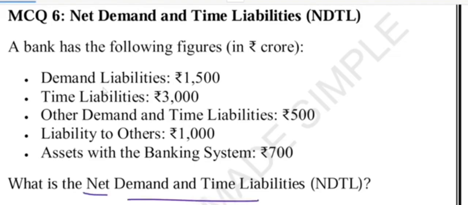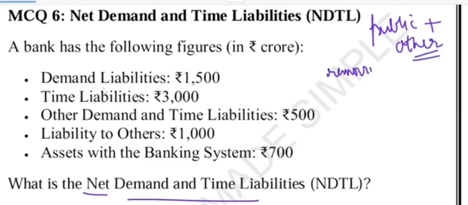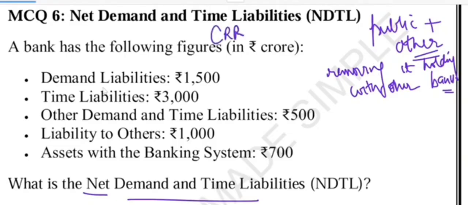Basically, it tells us how much money the bank has taken in from the public and others, after removing what it holds with other banks. It is a very important number, right? This NDTL is a very important number, because using NDTL only you can calculate the CRR, you can calculate the SLR, you can calculate the liquidity as in LAF.